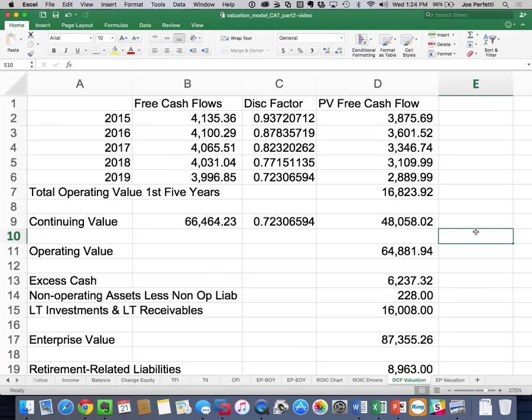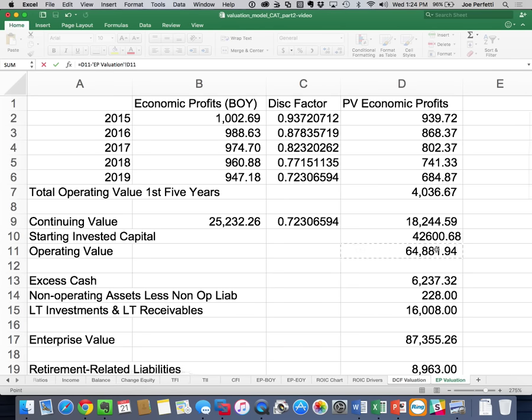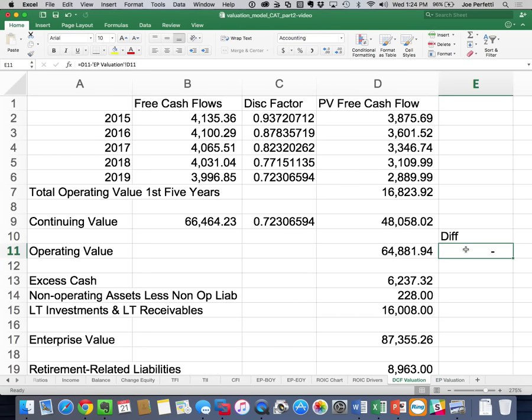Where'd you get the starting? Matter of fact, if I put the difference in here, I'll show you in a second, equals the operating value here minus the operating value on the EP tab, notice the difference is 0. It's not I'm off by $1. It's not I'm off by 0.1. It's I'm identical. Okay? And that's why we're using beginning of year invested capital and beginning of year ROIC. Because if we did it on end of year, we'd be close. If we use beginning of year, you get exact. Right? And academically, I wanted to show you exact, which is why we're using the BOY numbers.